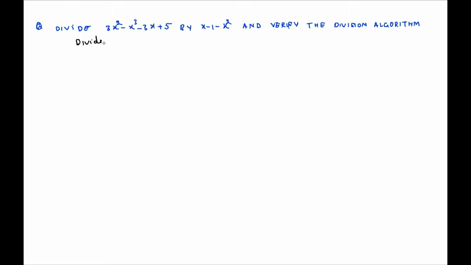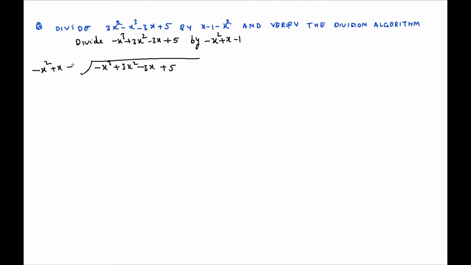So here you are to divide minus x cubed plus 3x squared minus 3x plus 5 by minus x squared plus x minus 1. So write minus x cubed plus 3x squared minus 3x plus 5 divided by minus x squared plus x minus 1. This is the dividend and this is the divisor, and I'll write quotient here.